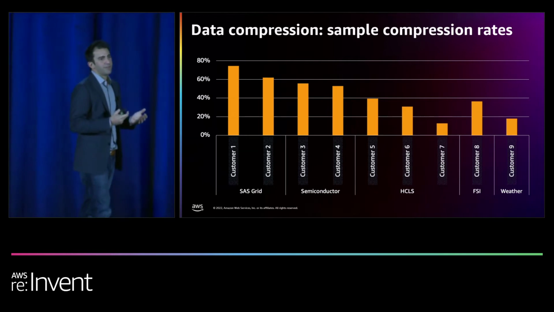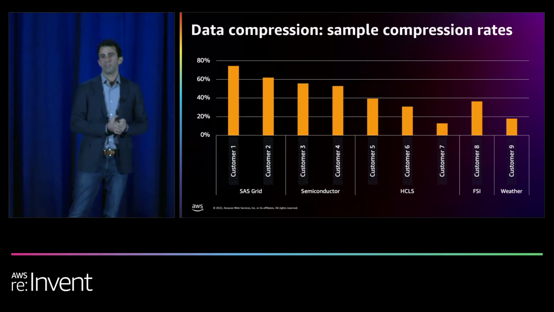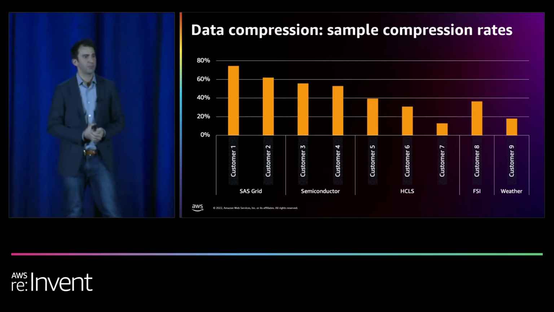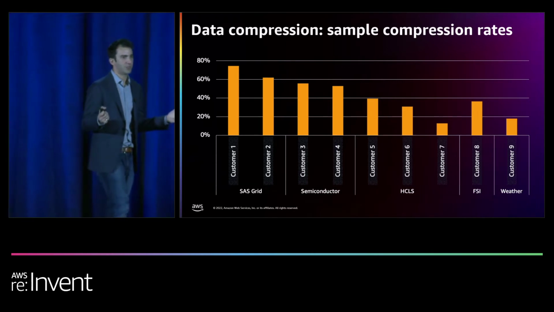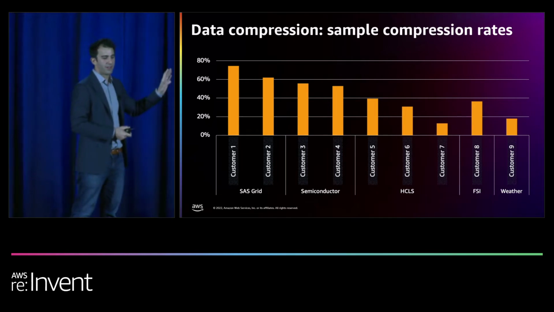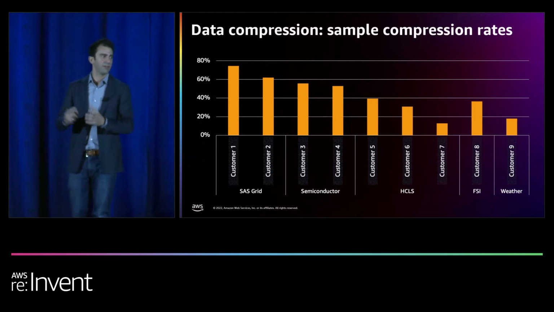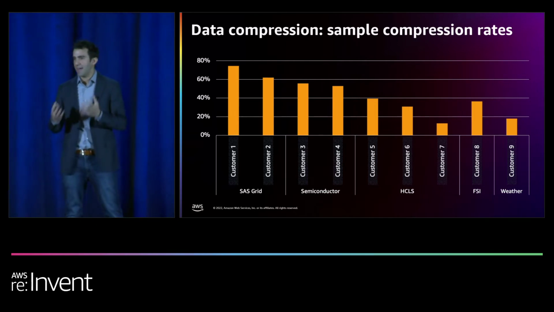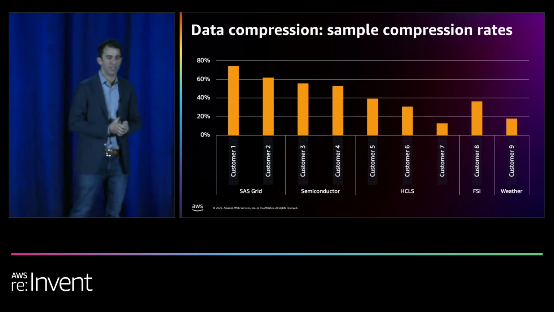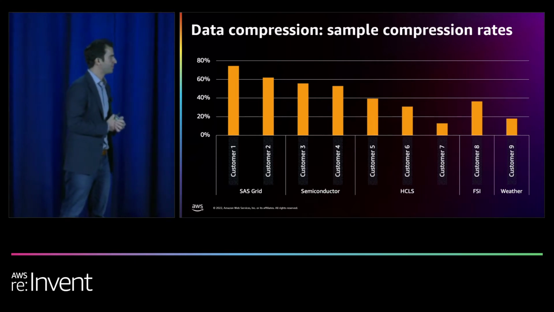On the theme of optimizing price and performance, we also have data compression built into our file systems. You can turn it on if you believe that your data sets are compressible, no additional cost, and you can see some sample results that I put together here. On SAS grid-based workloads, these are high-performance computing grid applications, a lot of ASCII text files, tremendous savings, 60 to 80% compression ratios that we're seeing there.